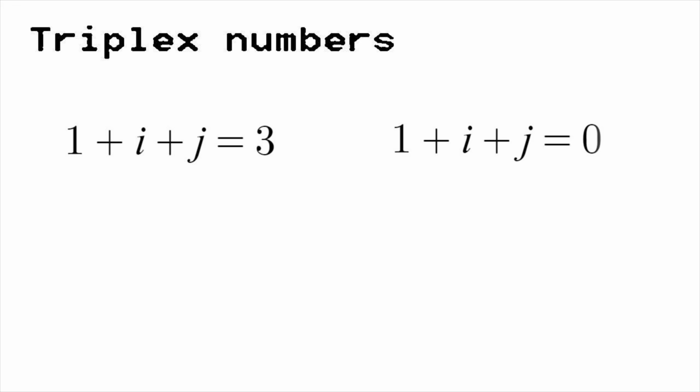1 plus i plus j can't be both equal to 0 and to 3, and it's starting to seem like it's equal to neither.